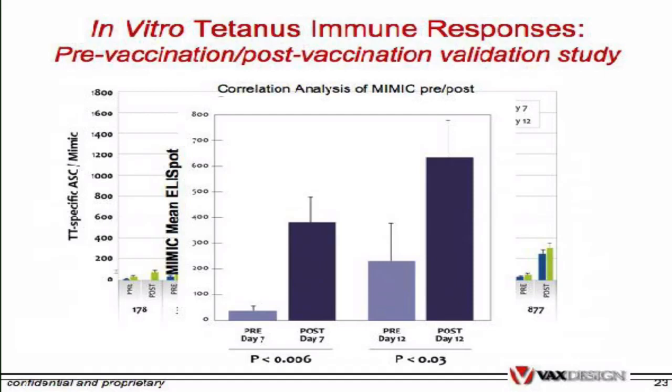So in other words, we apheresis these people, we take their cells, we freeze them back, and now we can call those pre-vaccination for whatever vaccine we want.